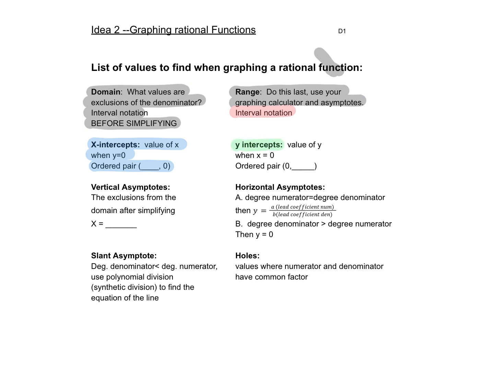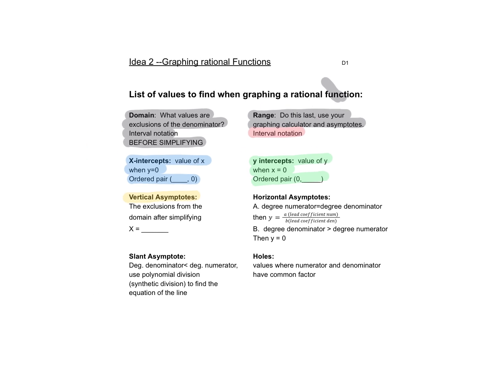If we are looking for the y-intercepts, that's where it crosses the y-axis. It's going to be an ordered pair, and it's the ordered pair when x equals 0. So we're going to put 0 in for x and go ahead and calculate that. The asymptotes, that's a little bit more difficult. The vertical asymptotes relate right back up to the domain. So they are the exclusions from the domain after simplifying, and vertical asymptotes are always written in the form of x equals because they're a vertical line.